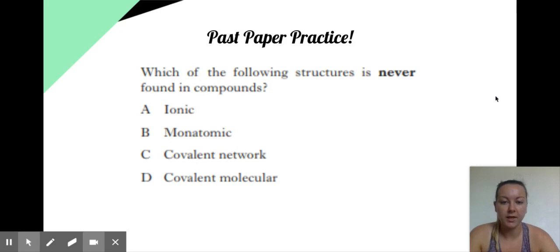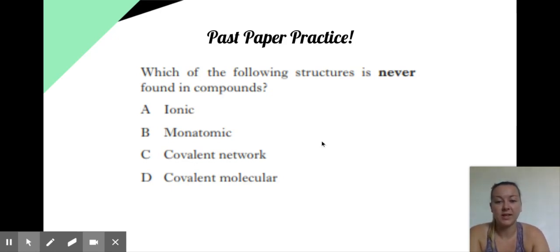Now straight away when you read that question, never found in compounds, the noble gases should be pinging up in your mind. These are the only group of elements in the periodic table which do not bond with anything. They have no need to bond with anything because they are all perfectly stable. They have 8 outer electrons, or 2 if you're helium, in their outer shell. They are full, stable, happy. They have no need for anything else in their lives.